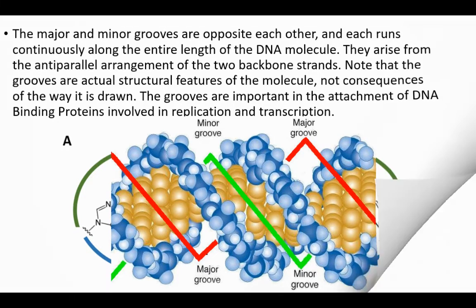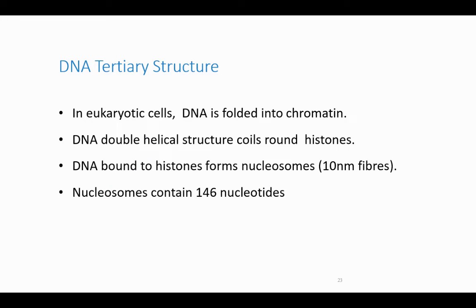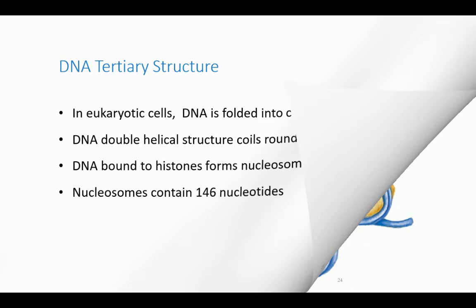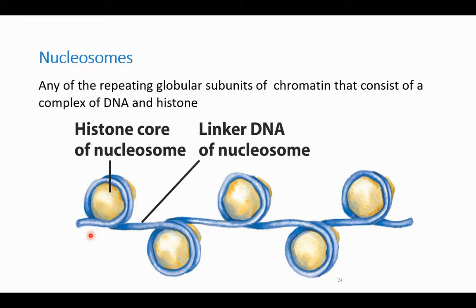Okay, now the tertiary structure, this is actually referring to the folding into chromatin. So usually your DNA forms coiling around histones, and histone is a protein. Now, the DNA bound to the histones forms the nucleosomes, which are around 10 nanometer fibers, and the nucleosomes contain 146 nucleotides. So, this is what our DNA looks like, folding or wrapping around the histones.